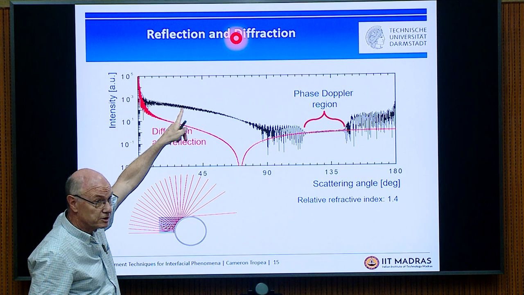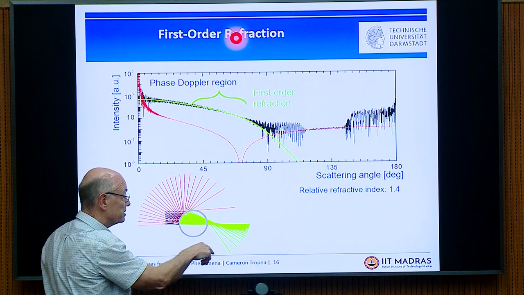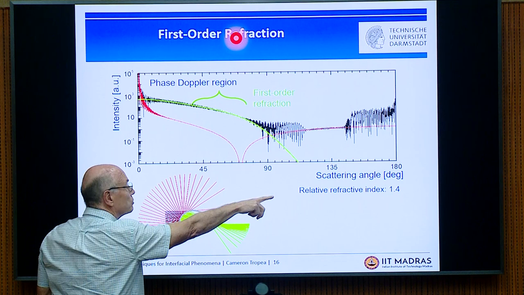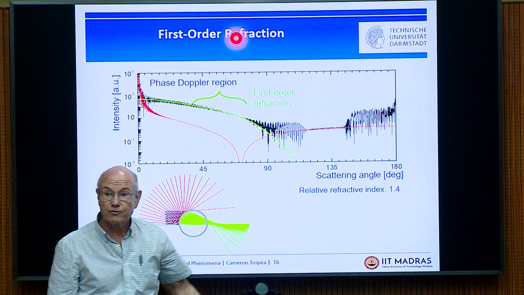Watch, I'm going to now show you what happens. What is the intensity of the first order refraction? You only get to 73 or 74 degrees for water. The last ray that comes in just makes it to 74 degrees, and the next one doesn't refract, it goes straight through. That's the Poisson spot you see in the backlighting. So this is now first order refraction. You can see first order refraction is more or less responsible for the entire intensity in this region.